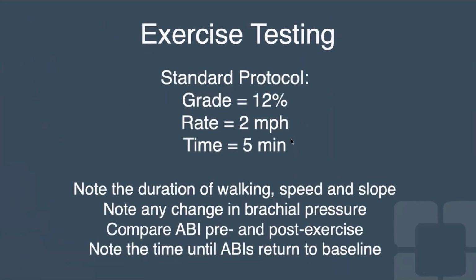Exercise testing, the standard protocol is putting them on a treadmill at a grade of 12%, rate is 2 miles an hour, and a time for 5 minutes. The tech is noting how long they last, how long until claudication happens. They note any change in the arm pressures or the leg pressures. And typically, they keep the cuffs on while they're on the treadmill so they can get off immediately and get hooked up to the machine and get tested.